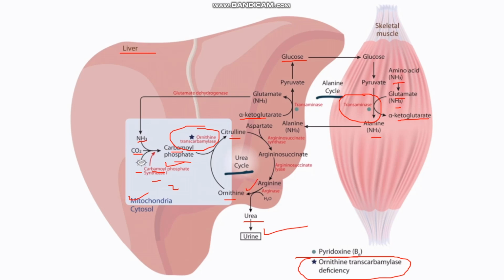Now in the cytosol, citrulline will combine with aspartate with the help of argininosuccinate synthetase and form argininosuccinate. This argininosuccinate, with the help of argininosuccinate lyase, will be converted to arginine and fumarate. Fumarate is not shown here because it's a very simple diagram and I'm trying to keep things very simple. Fumarate will go into the TCA cycle and do its work there. Arginine, with the help of the arginase enzyme and water, will be converted into ornithine and urea. Urea will be excreted by the kidneys in the form of urine, and ornithine will be recycled and used again in the urea cycle.